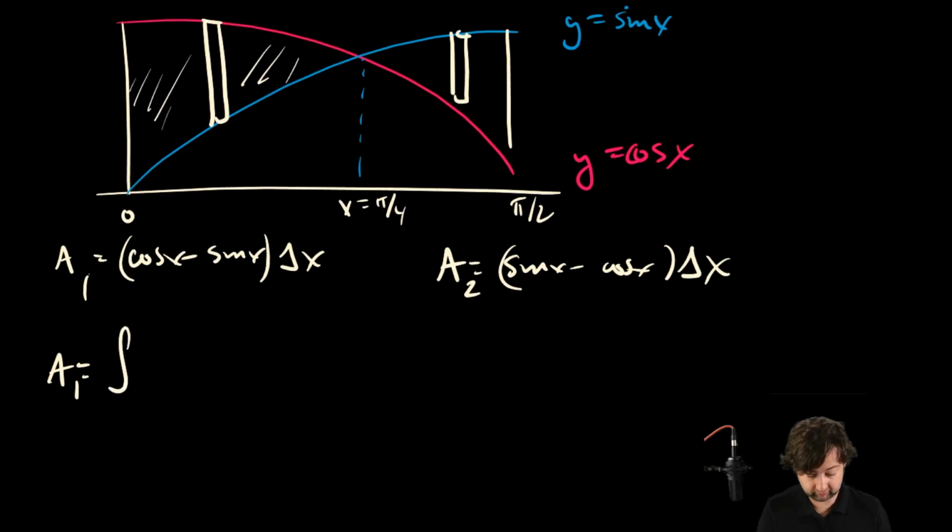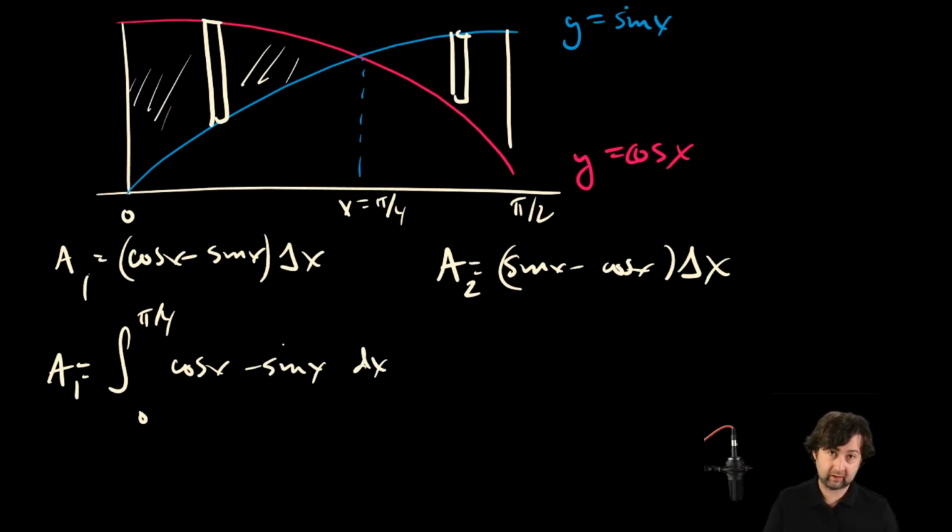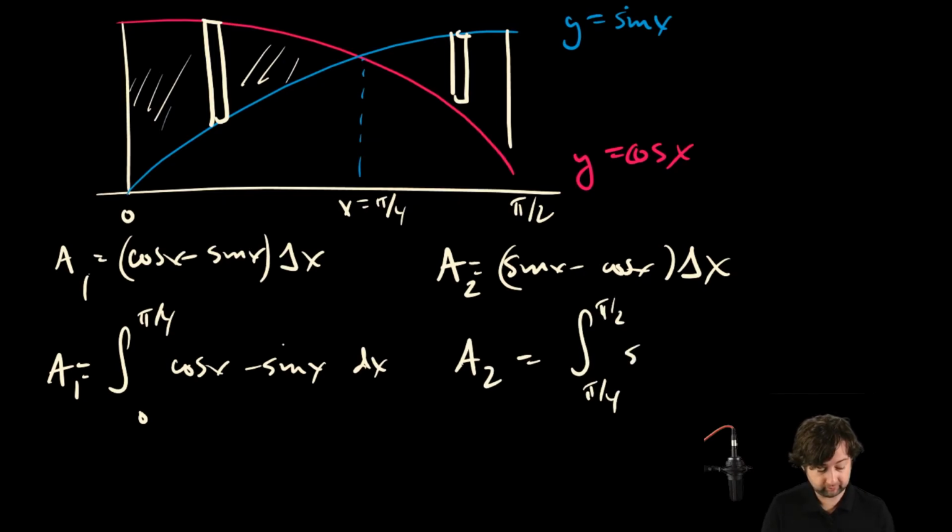So A1 is equal to the integral from 0 to pi over 4 of the cosine of x minus the sine of x dx. And the second region has area given by the integral from pi over 4 to pi over 2 of the sine of x minus the cosine of x dx.